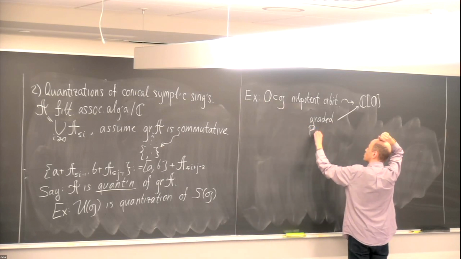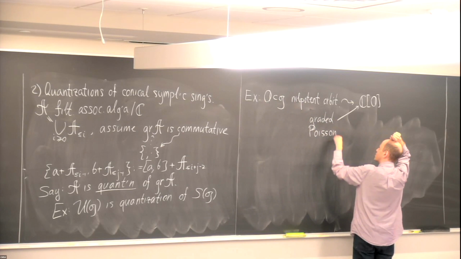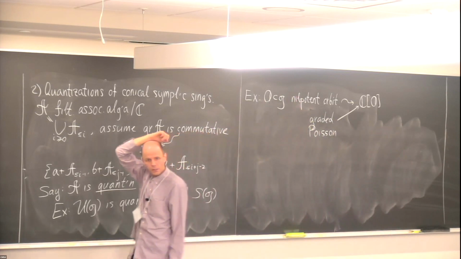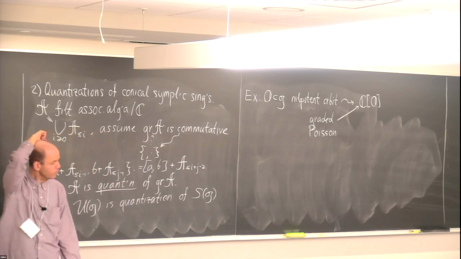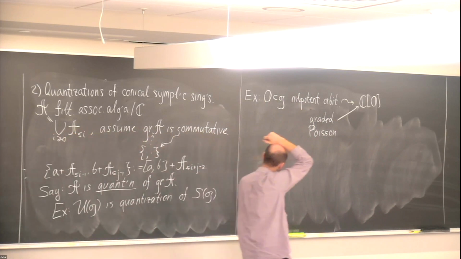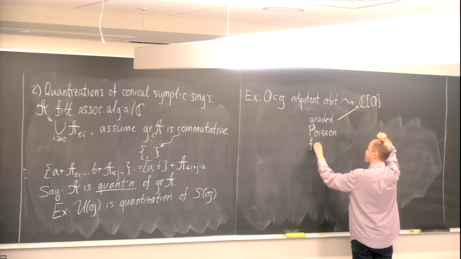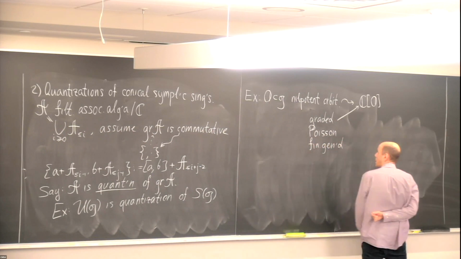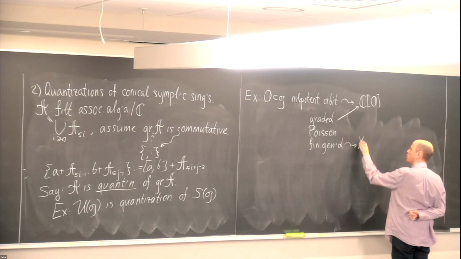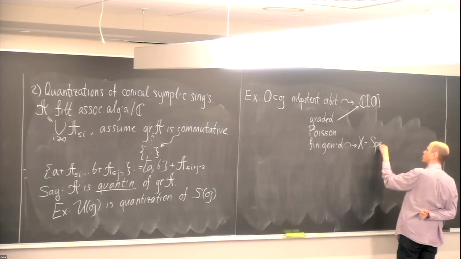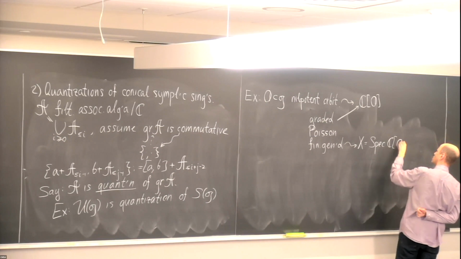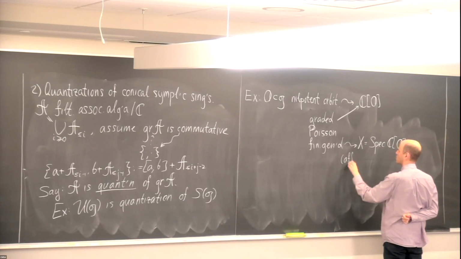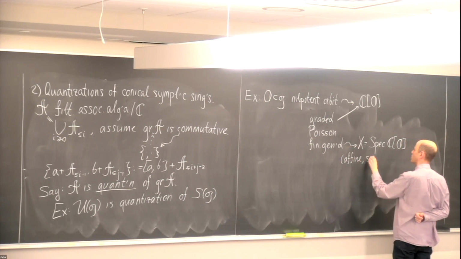This algebra is Poisson. Every orbit in g is a symplectic variety with respect to the Kirillov-Kostant form. And this algebra is finitely generated. And so what I can do, I can form the spectrum of this algebra of functions. It's going to be an affine singular Poisson variety.